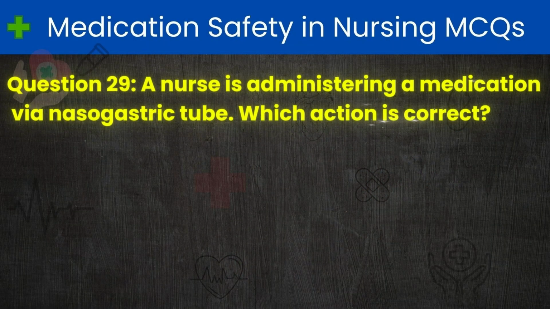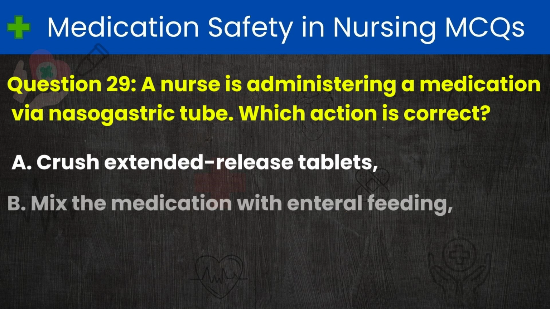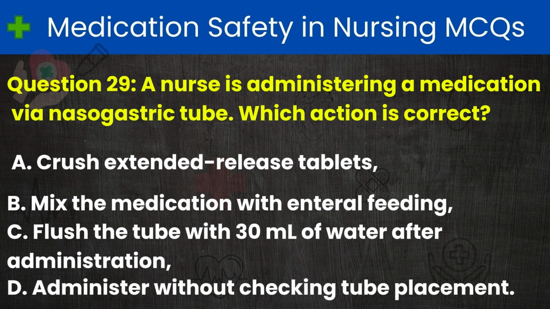Question 29. A nurse is administering a medication via nasogastric tube. Which action is correct? A. Crush extended-release tablets. B. Mix the medication with enteral feeding. C. Flush the tube with 30 milliliters of water after administration. D. Administer without checking tube placement.